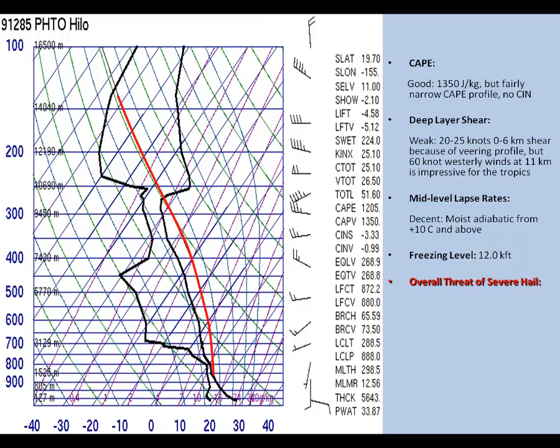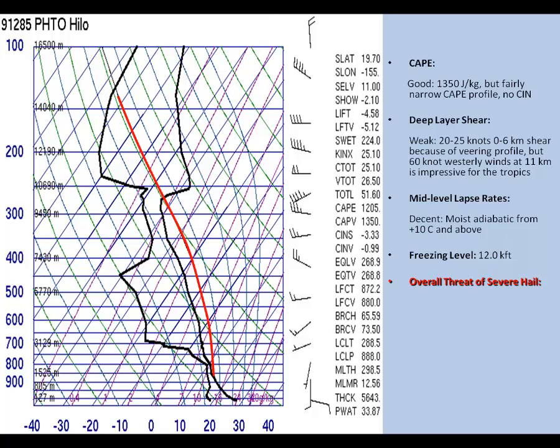How about from Hawaii now? Looked at Alaska, now Hawaii. Cape is not bad, 1350. You wouldn't expect a lot of large hail in the tropics, but that is pretty good cape for a tropical environment. Deep layer shear is pretty weak here. You got some backing and veering aloft. There is a 60 knot westerly wind at 11 kilometers. That is impressive again for the tropics.